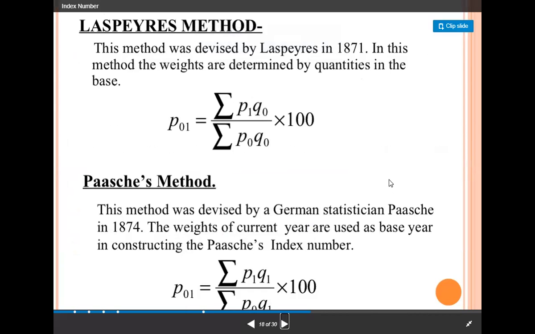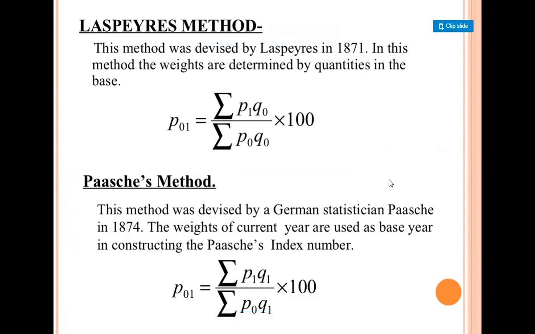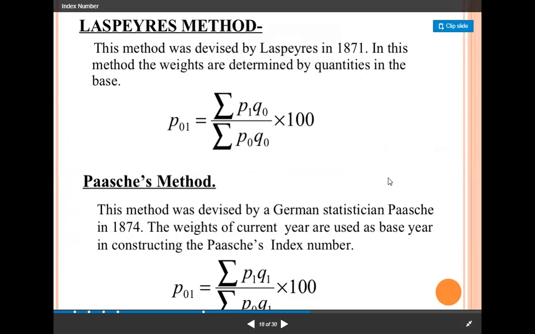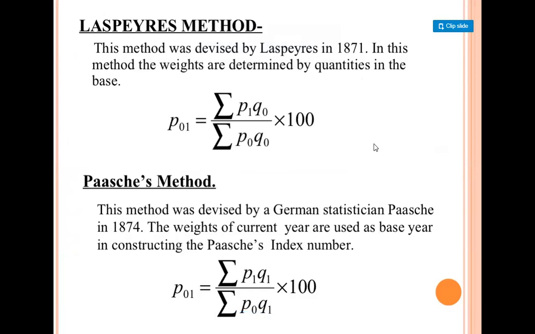See now, what is the first index number? The first weighted index number is Laspeyres' index number, or Laspeyres' method. This method was devised by Laspeyres in 1871. In this method, the weights are determined by quantities in the base year.